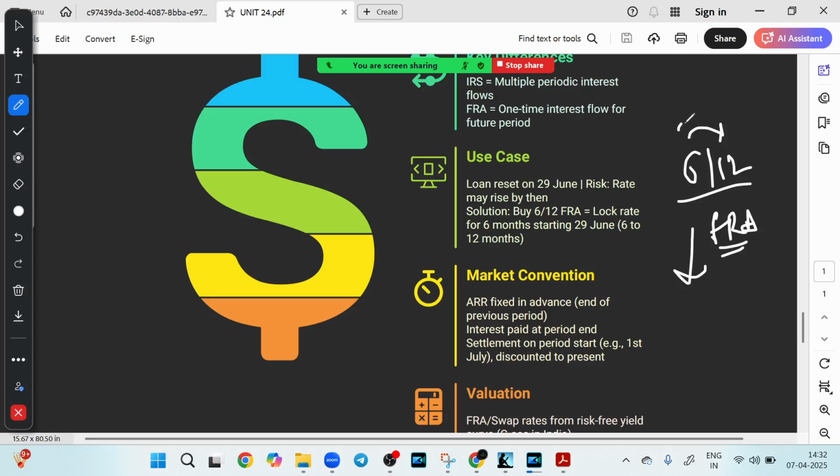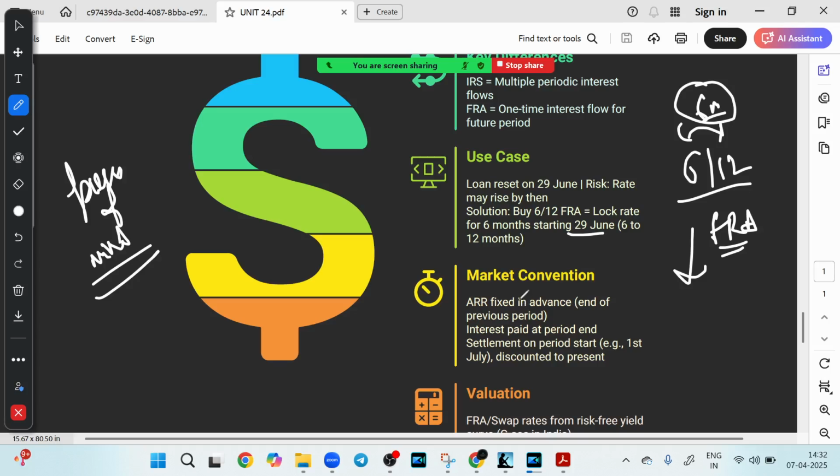Right, so what is the difference here? 6 months is the difference. So they have locked in today's rate, starting from 29 June to December. Since they now have a fixed rate, this is a kind of peace of mind, right? So they lock the today's rate, starting from 29 June for 6 months till December, right?